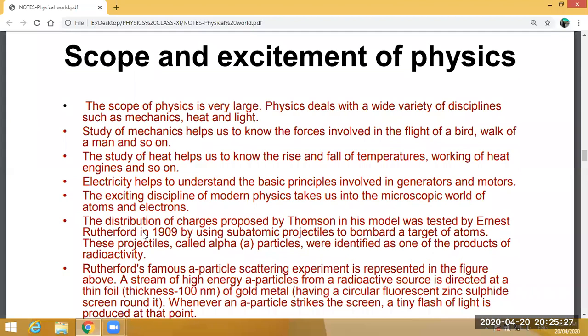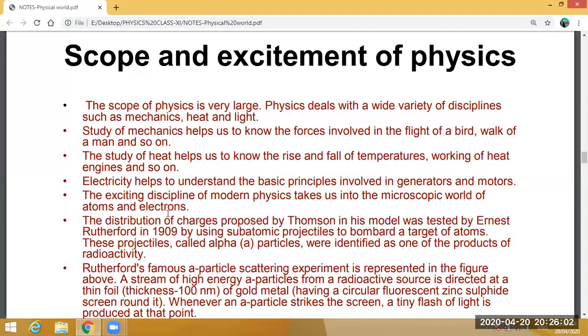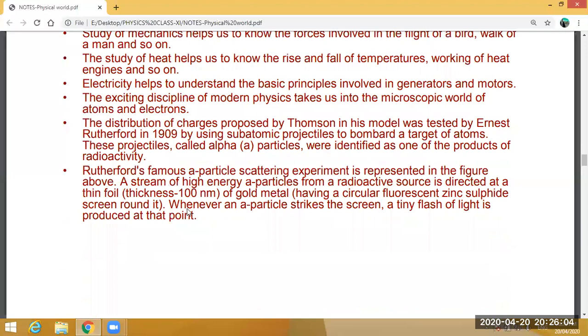Now Rutherford's famous alpha particle scattering experiment is represented in the figure above. A stream of high energy particles from a radioactive source is directed at a thin gold foil, with a circular fluorescent zinc sulfide screen surrounding it. Whenever alpha particles strike the screen, a tiny flash of light is produced at that point, so we can trace out their path and deviation.